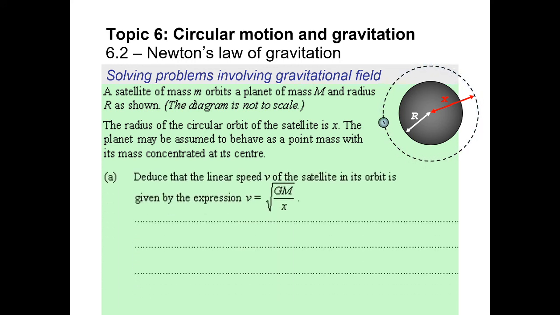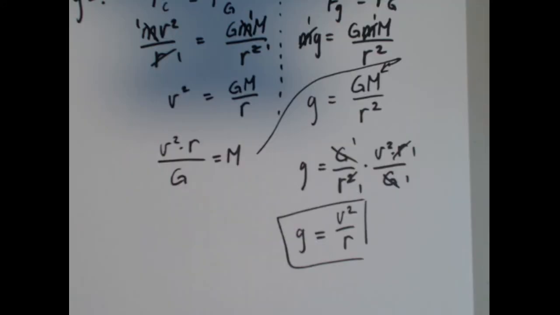Part A, deduce that the linear speed v of the satellite in its orbit is given by the expression v equals root GM over x. Okay. All right, this is actually going to be pretty simple. So let's go back to our paper here. We're pretty much there already.